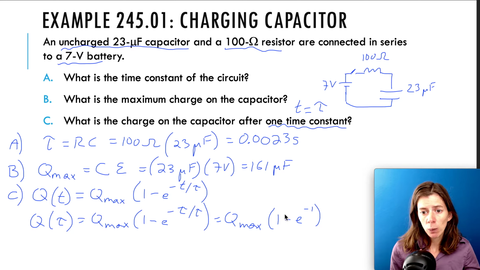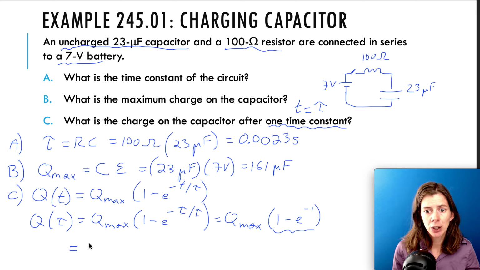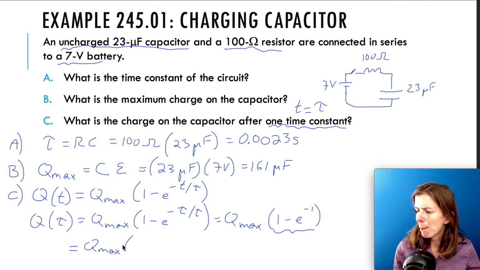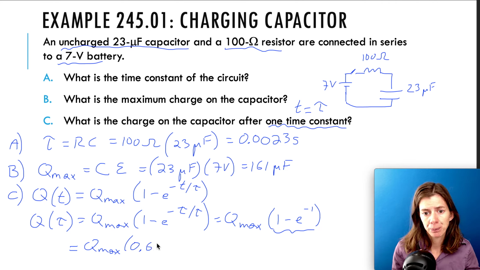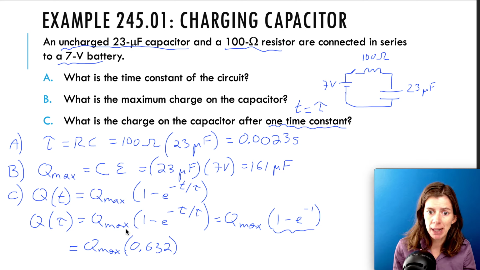Now we plug all of this into our calculator. We've already plugged in e to the negative 1 and gotten 0.37. So 1 minus that gives Q max times 0.632. This is significant. After one time constant, when you're charging a capacitor, you get up to 63.2% of your maximum charge, while for the discharging capacitor, after one time constant, you went down to 37% of your maximum charge.